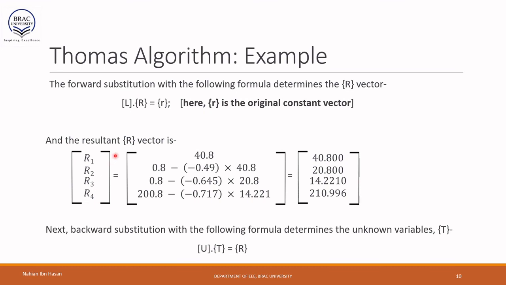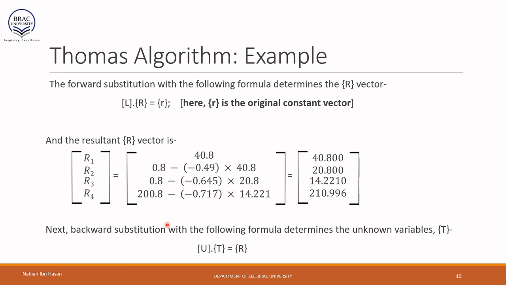So once we get the lower triangular matrix and the upper triangular matrix, from step 3 of the Thomas algorithm, we can use this formula. What is this formula? The R vector is the original constant vector from our example, and this L denotes the lower triangular matrix, and this R is the intermediate solutions, and that's what we are going to find out. To find out the R matrix, we can use the forward substitution method.